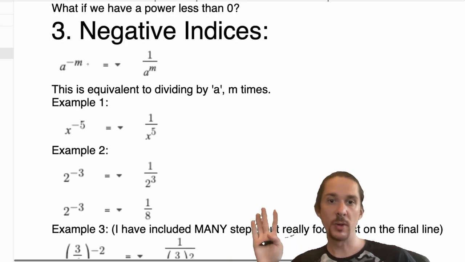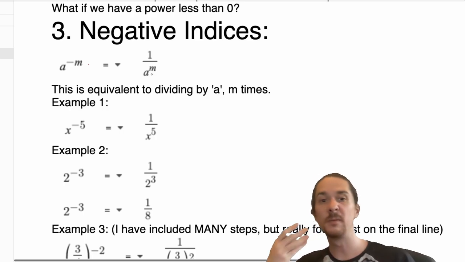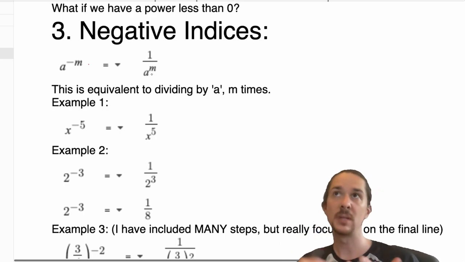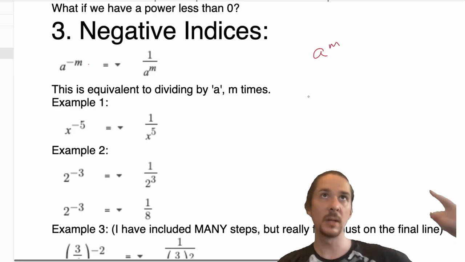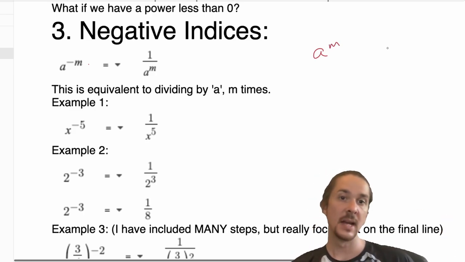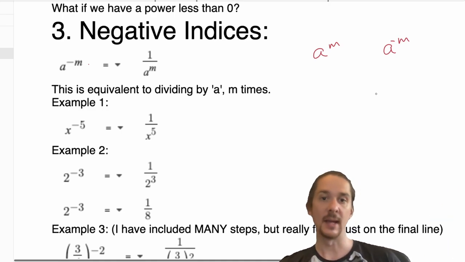So here's the spoiler. A to the power of a negative number is equal to 1 over a to that number. This means it's like we're dividing by a m times. Okay, so if we have a to the m, we're multiplying by a m times. If we have a to the negative m, we're dividing by a m times.